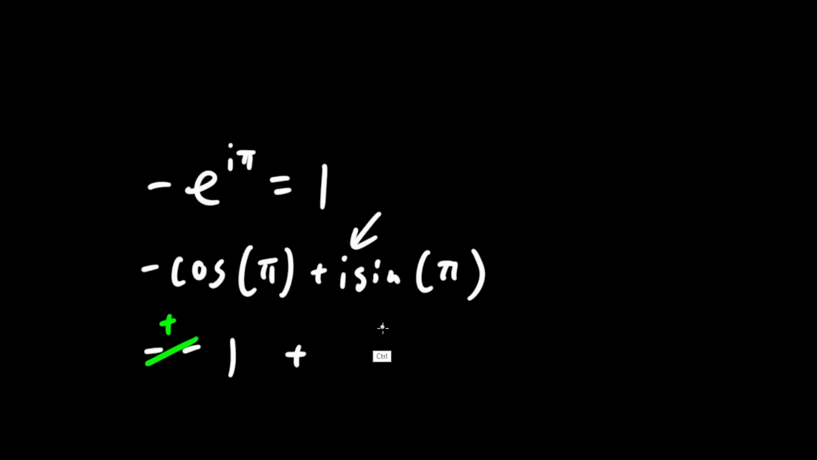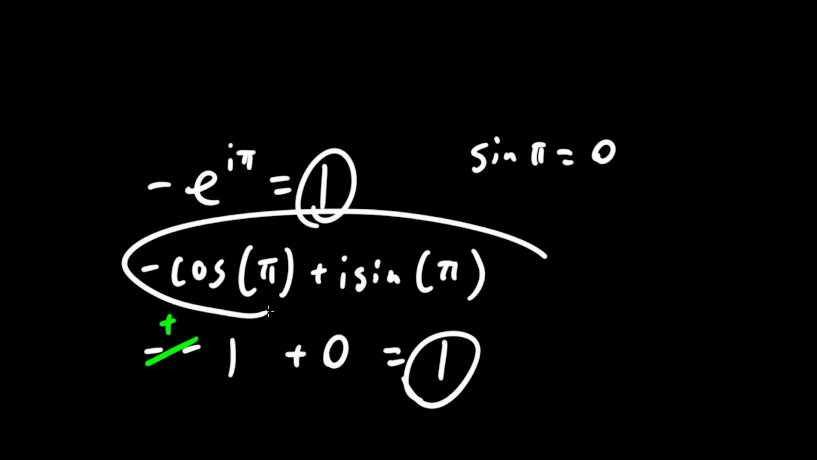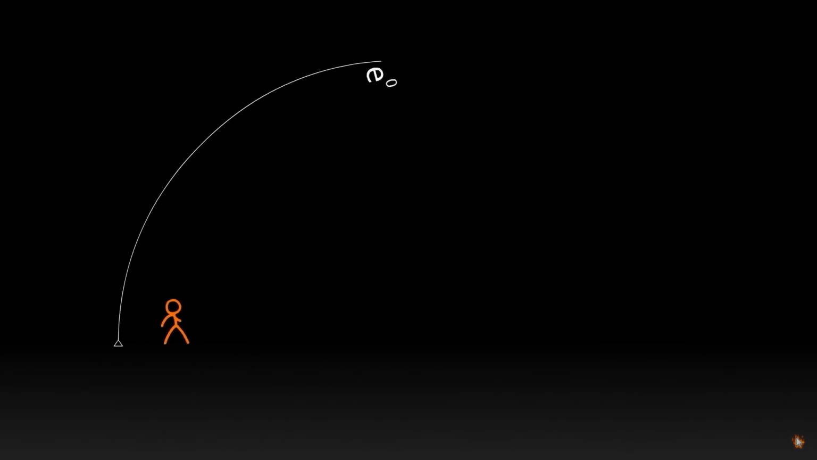We don't really care about the i anymore because sine π happens to equal 0. And anything times 0 is 0. So this is going to be 0. And this ends up being +1. And this checks out because these two are equal. So this is equal to this.